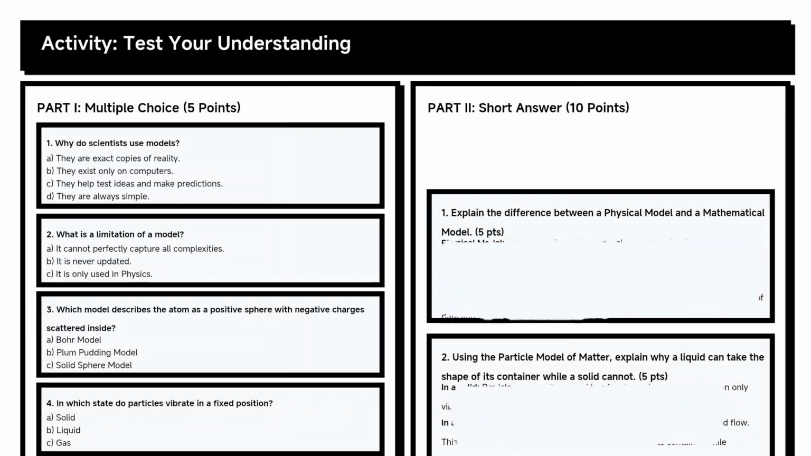Now let's move on to our activity. For part 1, answer the multiple choice questions by choosing the correct letter. For part 2, answer the short questions clearly and completely. Make sure to explain your answers well since each question has corresponding points.